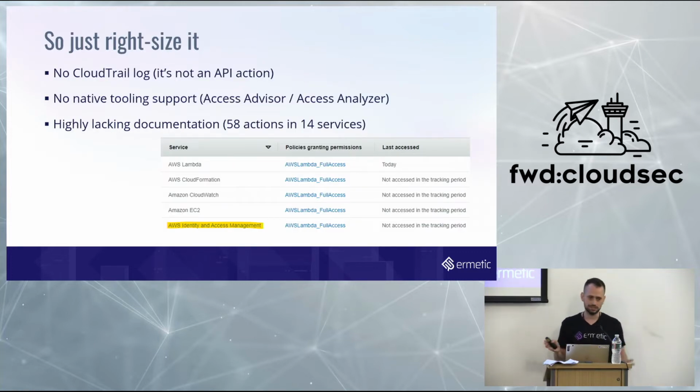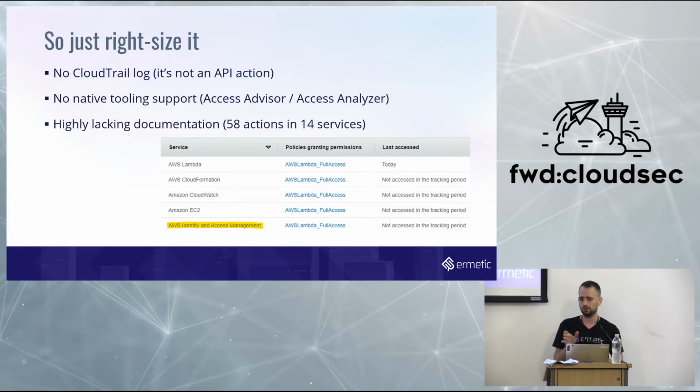So one might say, okay, just right-size it. We know stars are bad, just don't have PassRole star. And the reason it becomes problematic is that when you try to take this least privilege journey into right-sizing it according to actions or provisioning it correctly, you run into a bunch of problems. One, there are no CloudTrail logs, which is sensible enough because it's not actually an API action. No one is sending a message to an endpoint requesting PassRole to happen. It's part of a different request, but that does mean there's no CloudTrail log.